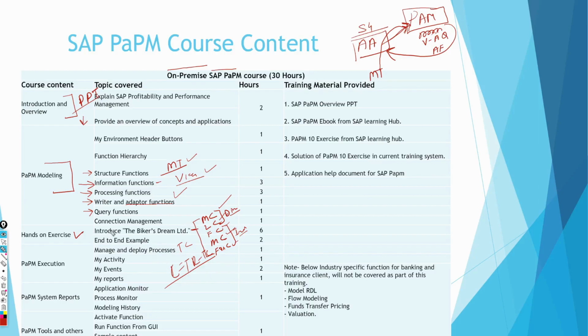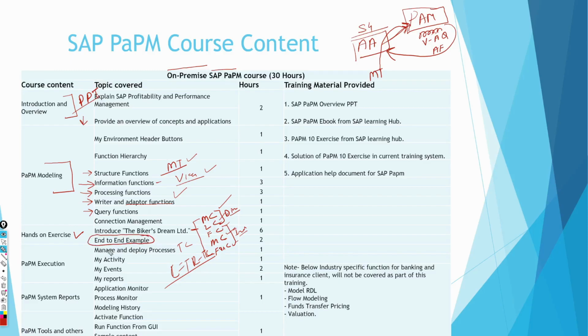In this exercise, I will be showing everything step by step in the system. Also, I will provide the documentation with screenshots and everything, which will be the most detailed one. You can follow that document to do the exercise in your system. Once we know how the functions are connected, and how to get the business requirement from that, then we will go to the end-to-end example.